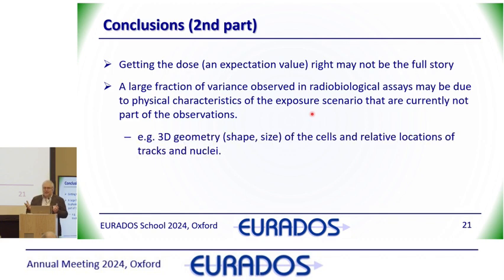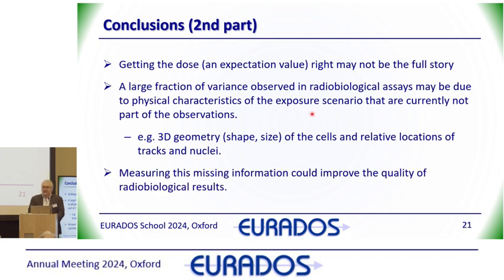And so these parameters are something like the shape and the size of your geometrical object and the relative location of the tracks and the cell nuclei. And measuring this information could actually provide a better quality of radiobiological results.